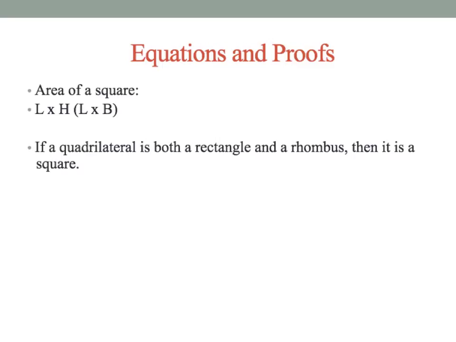Square equations and proofs. The area of a square is calculated by multiplying the length times the height, or the length times the base. The proof is, if a quadrilateral is both a rectangle and a rhombus, then it is a square.